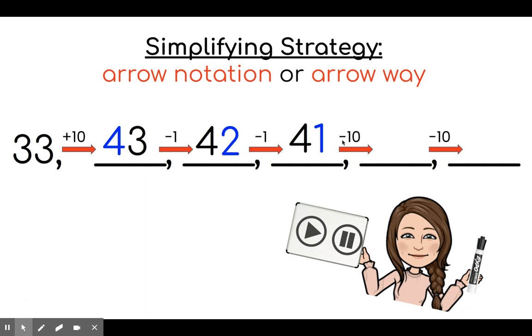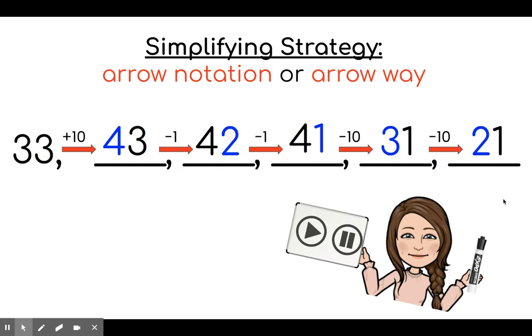Now, the next arrow wants us to subtract 10. We have 41. Our ones are going to remain the same, but we're going to take away one group of 10. That gives us 3 groups of 10, 31. 41 subtract 10 equals 31. We took away one of our groups of 10. Last, we need to subtract another group of 10. This time we're subtracting from 31. We have 3 groups of 10. We're going to subtract one group of 10, and we're left with 2 groups of 10, or the total 21. 31 subtract 10 is 21.